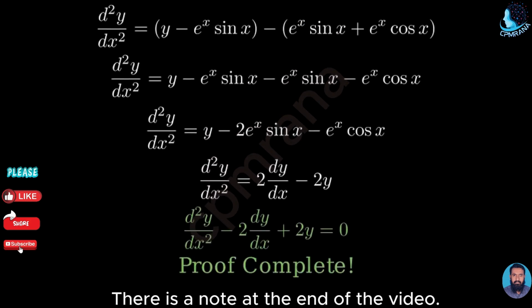And there we have it. We've proven that when y equals e to the x times cosine x, it satisfies the differential equation d squared y/dx squared minus 2 dy/dx plus 2y equals 0.